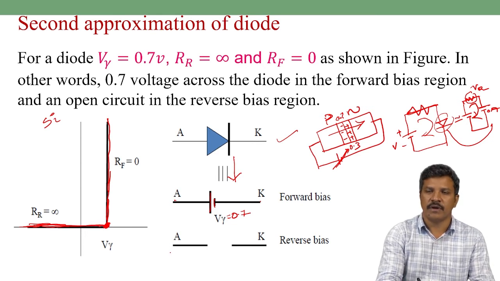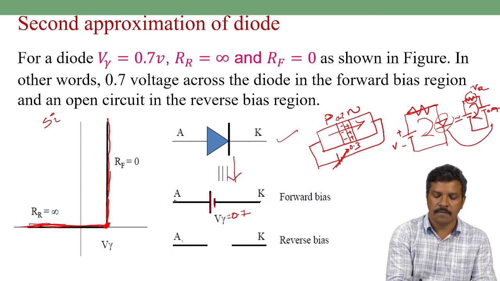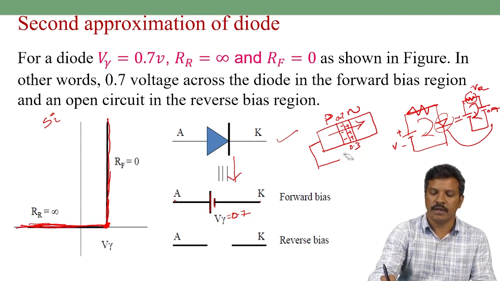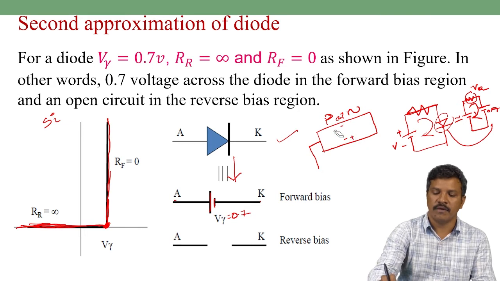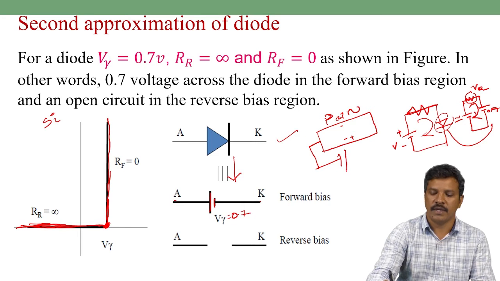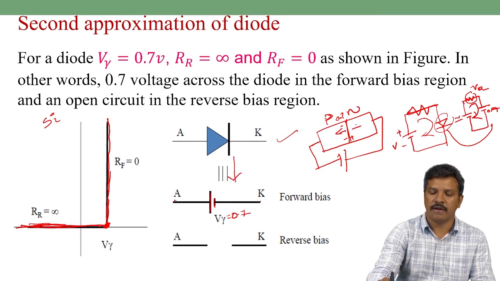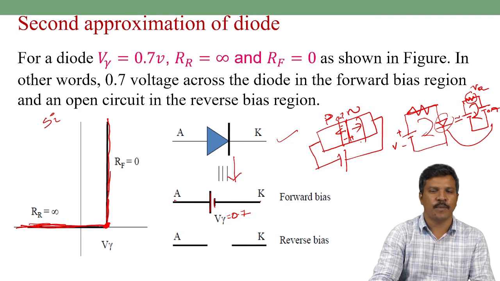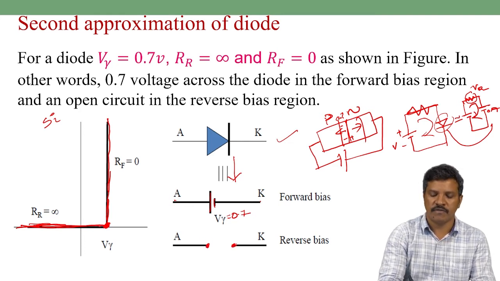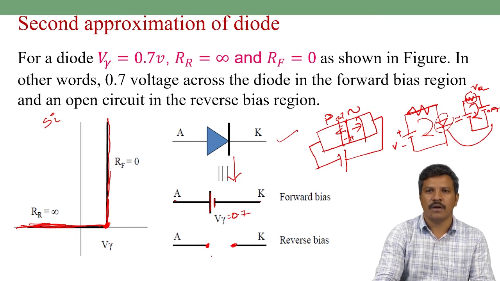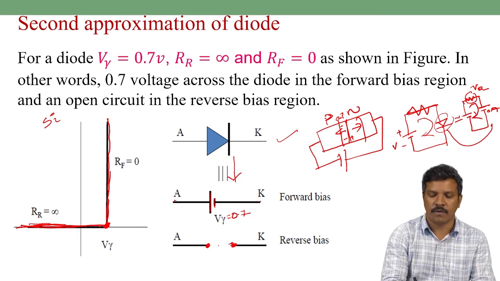What happens in reverse bias? In this case, when we apply the reverse voltage, minus is given to the p-type and plus is given to the n-type. So this barrier will be extended further, so that it acts as an open circuit even in reverse bias. So the representation of this diode in this model is like an open circuit.